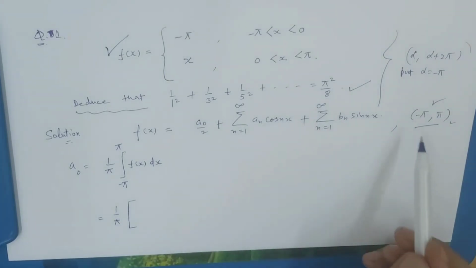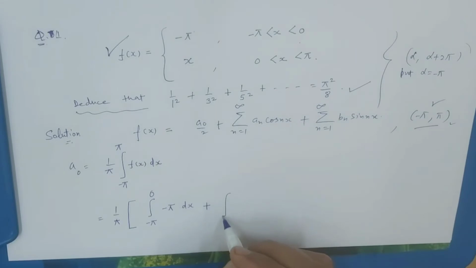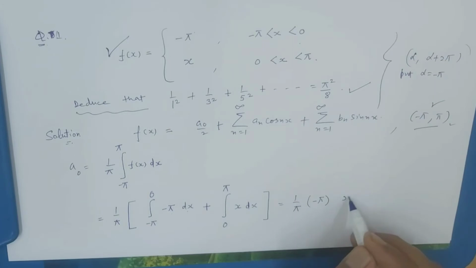अब यहाँ पे minus pi to 0 है फर्स्ट. Integration minus pi to 0. Function is minus pi into dx plus here is 0 to pi. Function is x into dx. Easily solve कर लेंगे इसको. 1/pi. This is constant, and minus pi is taken out into 1 into dx, that is x.